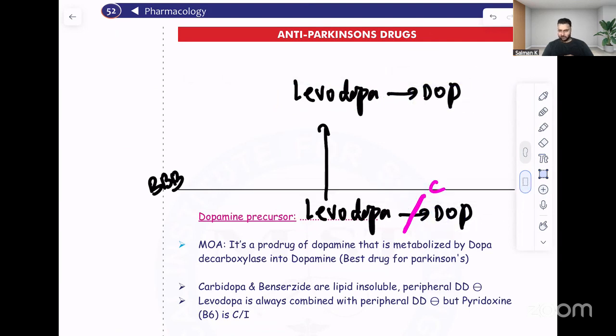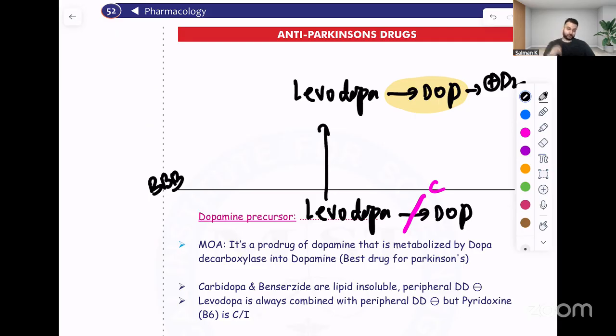Same to same. Yes or no? But this I allow because I want dopamine in the brain. And this dopamine will work on a receptor called D2 receptor, which will treat Parkinson. This is the simple logic right here. That's it. So this levodopa converts to dopamine and this dopamine works on the D2 receptor.